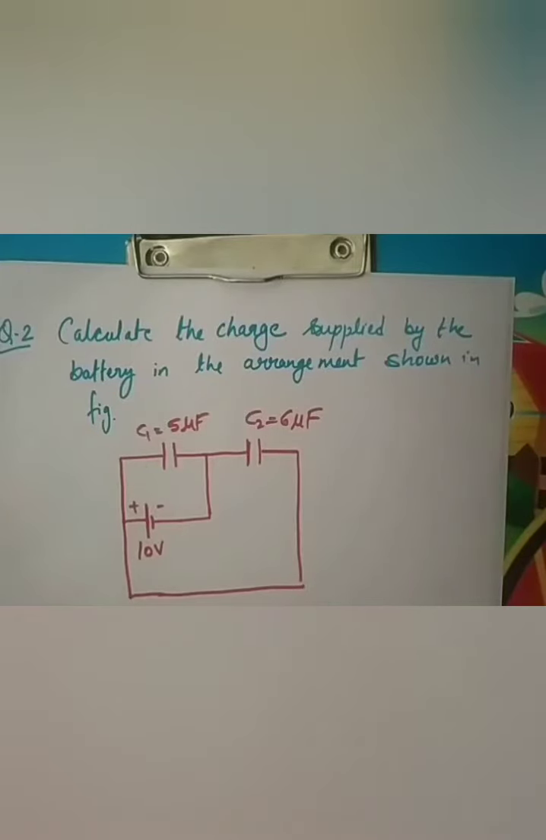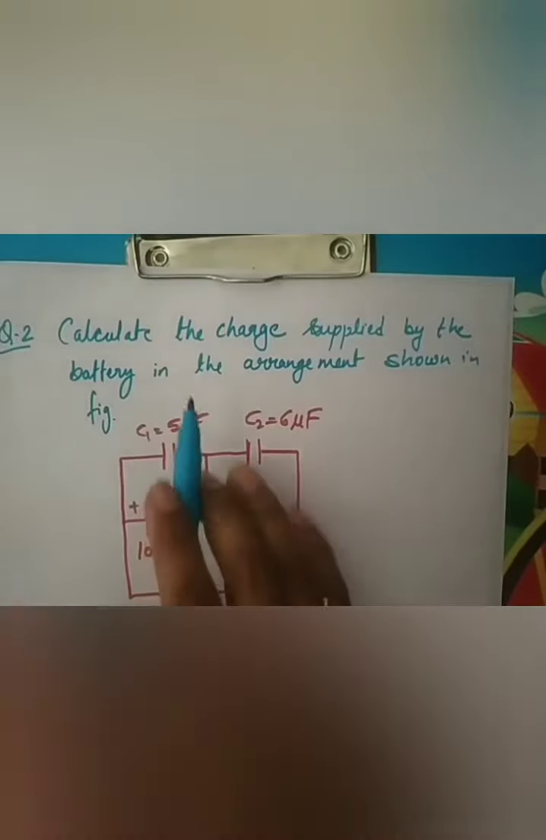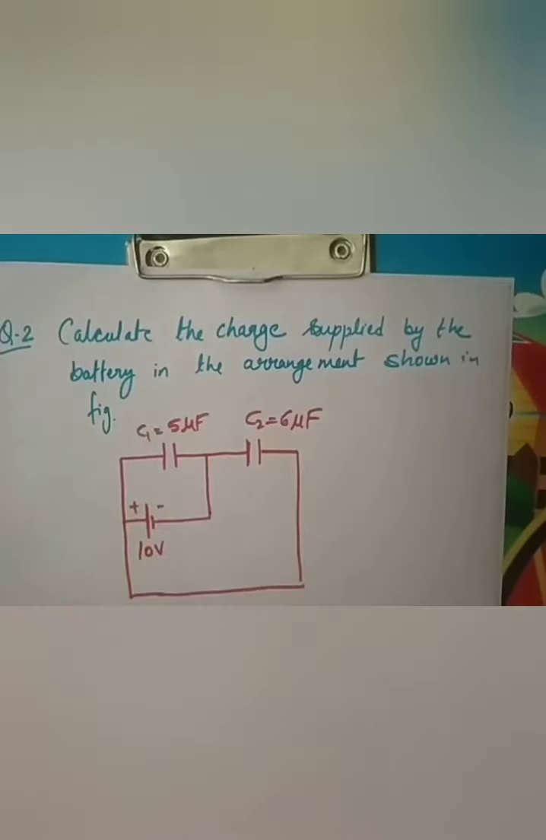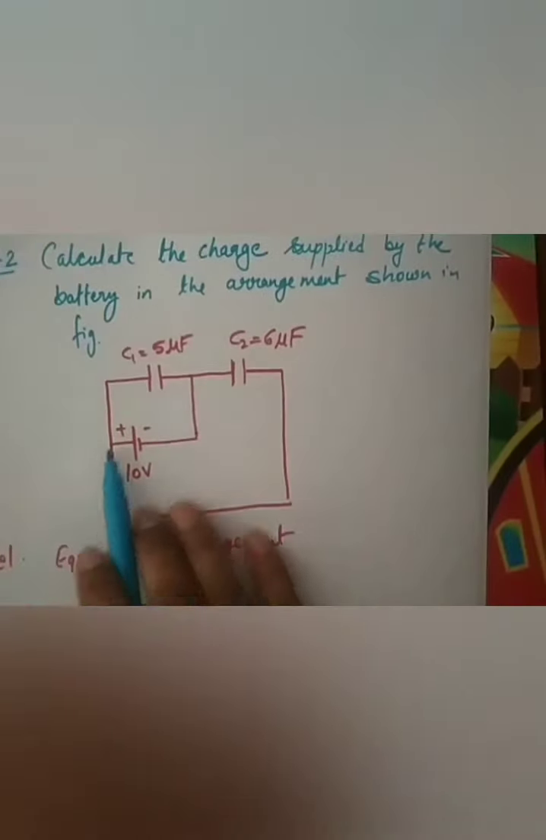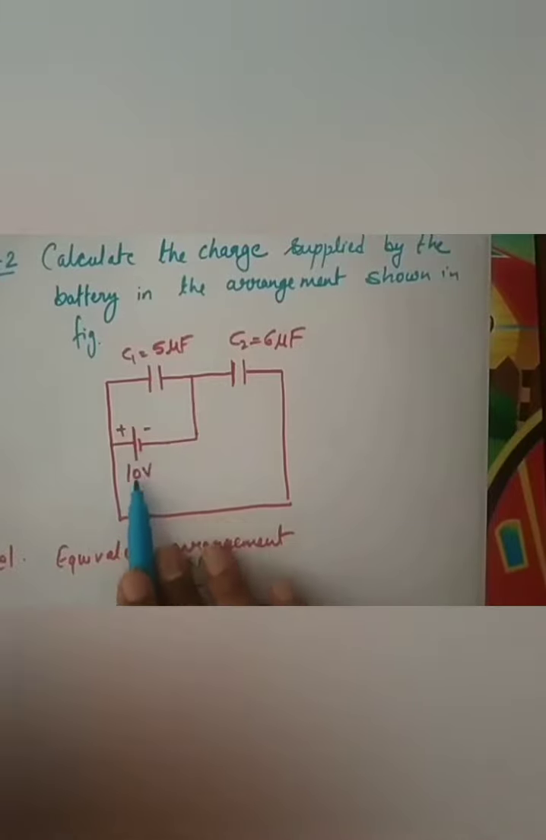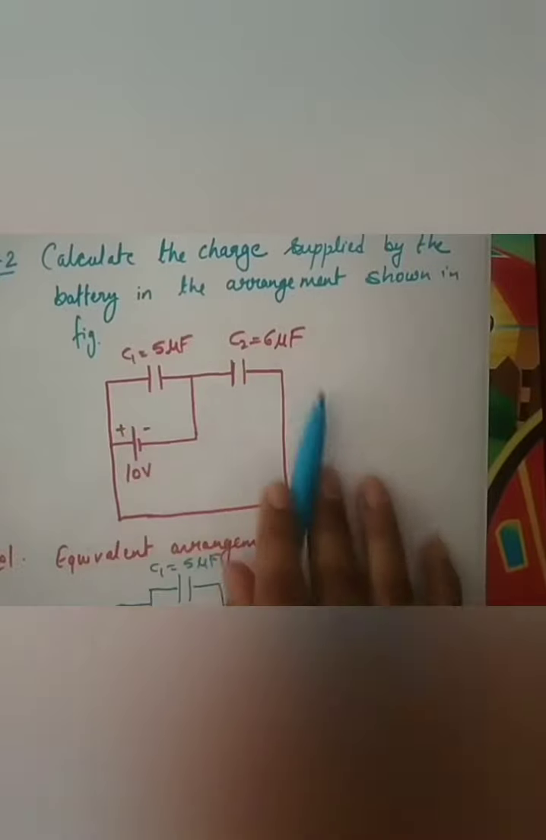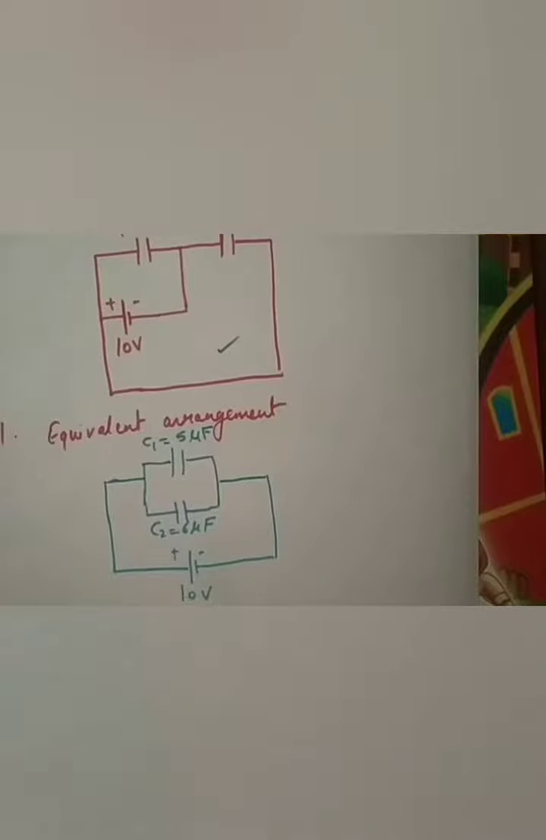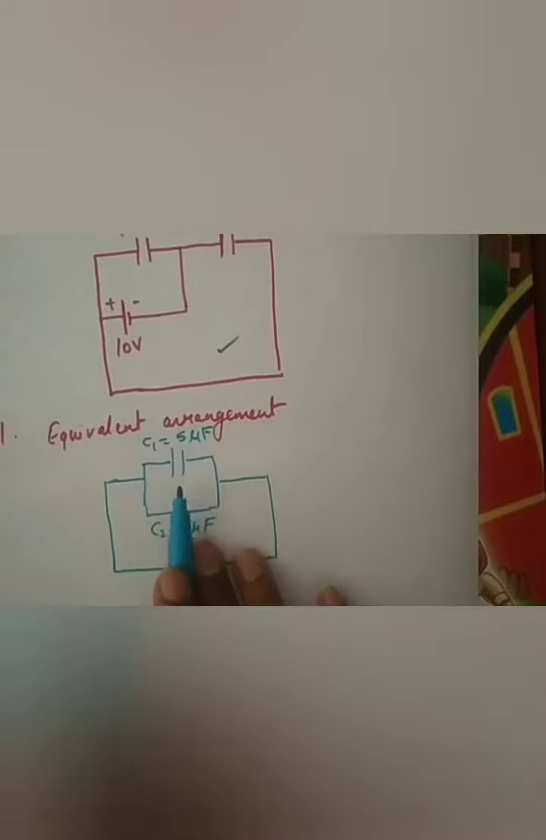The next question is again based on capacitors. The question is: calculate the charge supplied by the battery in the arrangement shown in the figure. So this is the figure, and we have to find the charge supplied by this battery, and the voltage of the battery is 10 volt. This arrangement can also be drawn this way.